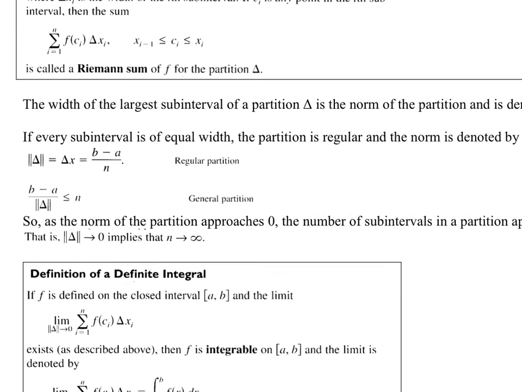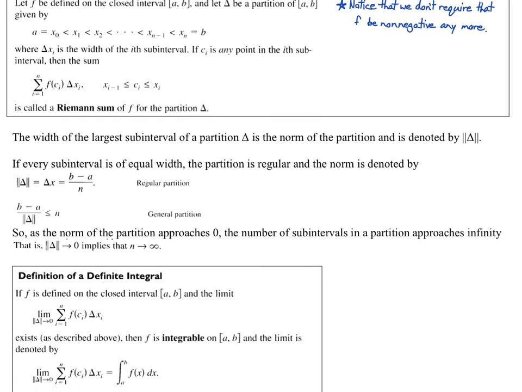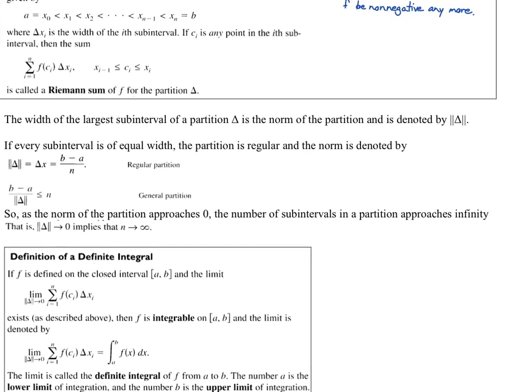And this is just bringing us to understand what Riemann observed. As the norm of the partition approaches 0, the number of subintervals approaches infinity. That means that if the norm is approaching 0, that implies automatically that the number of our rectangles is approaching infinity. The norm is the largest subinterval of the partition. So the partition is delta, and the largest subinterval has a width of that.